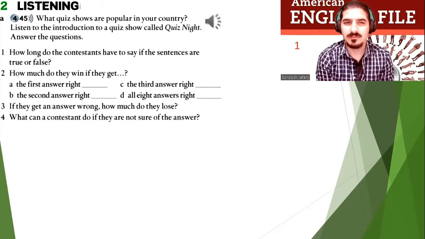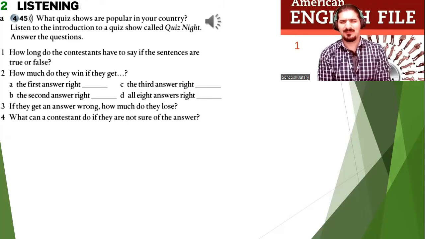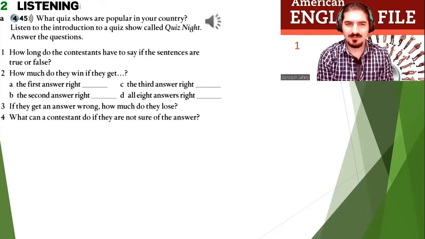Tonight's show comes from New York City, and our first contestant is Colleen from Miami. Hi, Colleen. Are you nervous? Yes, a little. Well, just try to relax. The rules are the same as always.